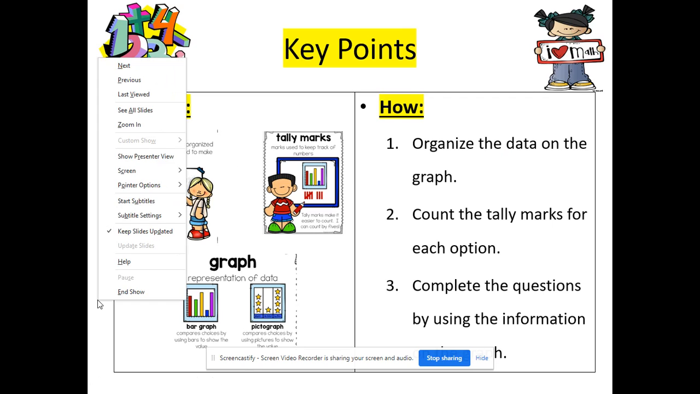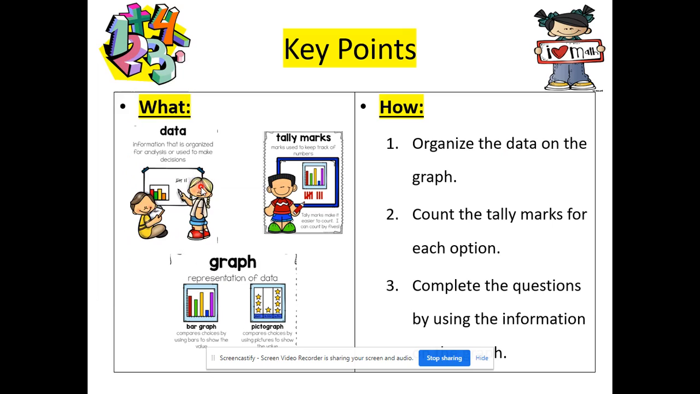Key points. What do we need to know to be successful? Well, we need to know what data is. And data is just information that is organized for analysis or used to make decisions. So, information that you collect to make a decision. Then, tally marks. And those are marks used to keep track of numbers. So, when the teacher does the teacher student game with you, you could notice that she uses tally marks. And tally marks make it easier to count. It makes it more efficient, which means faster.